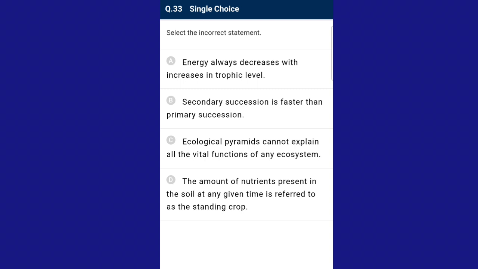The amount of nutrients such as carbon, nitrogen, phosphorus, calcium present in soil at a given time is referred to as standing state. The standing crop is measured as the mass of living organisms or the number in a unit area. So the answer is option D. The amount of nutrients present in the soil at any given time is referred to as standing crop.